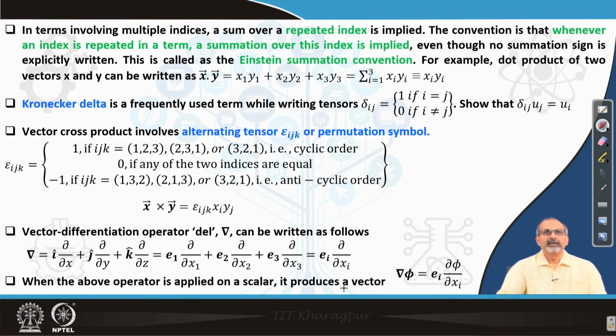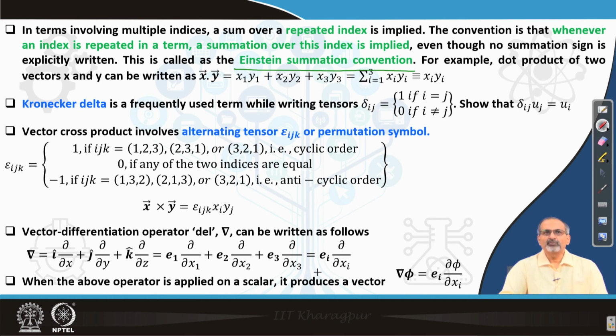In terms involving multiple indices, a sum over a repeated index is implied. So, we will try to explain that with an equation. The convention is that whenever an index is repeated in a term, a summation over this index is implied, even though no summation sign is explicitly written. This is what is called the Einstein summation convention, because it was first proposed by Einstein.